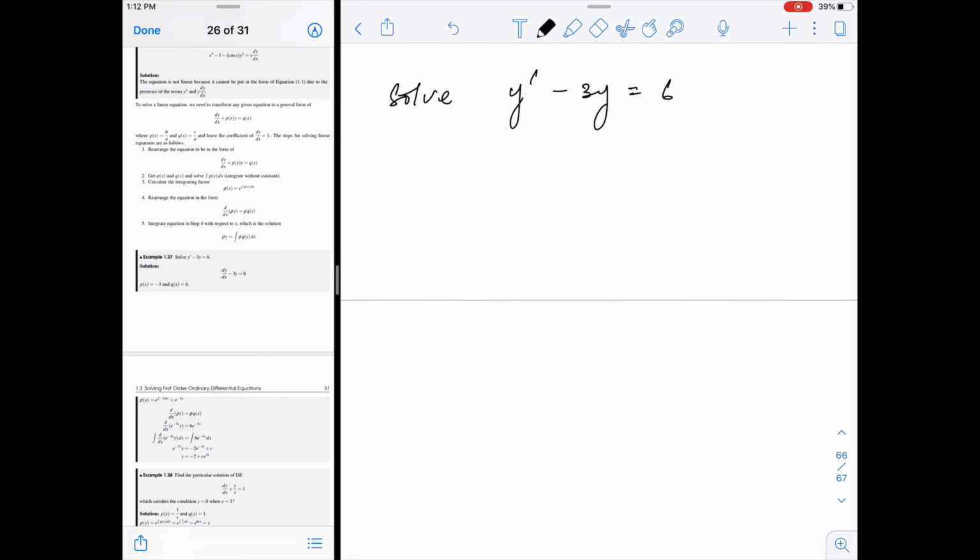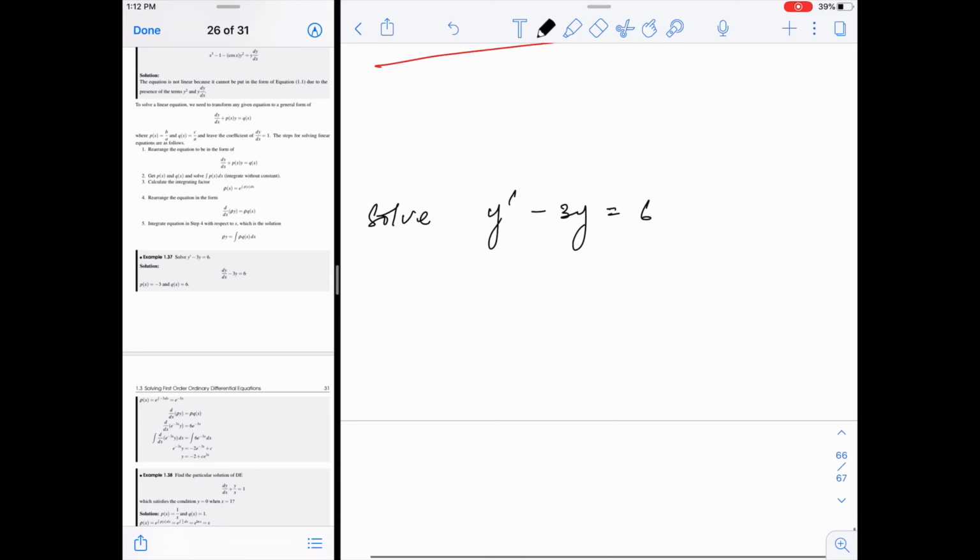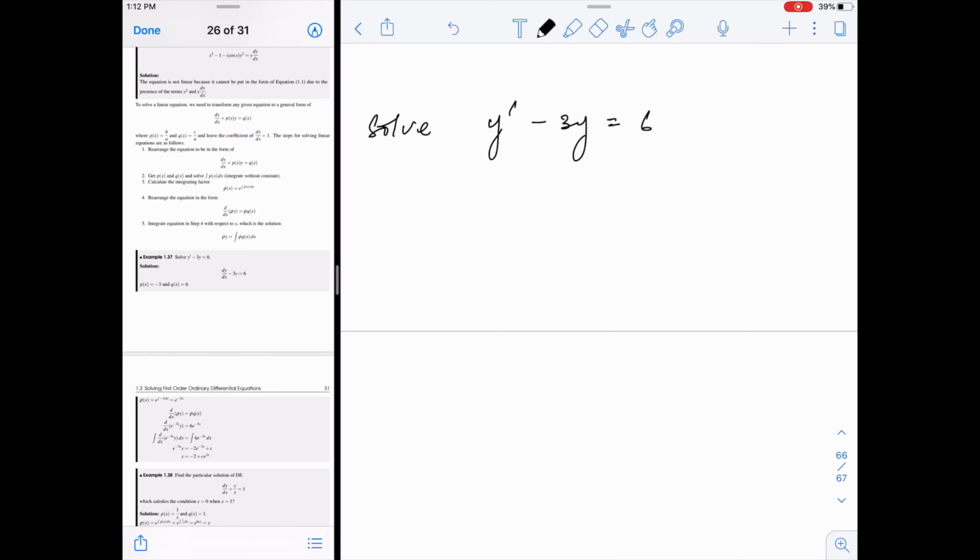Okay class, now let's proceed to solve the linear equation. The first step to solve the linear equation is you need to transform or rearrange the equation in the form of dy/dx plus P(x)y equals Q(x). After you get the correct arrangement, the second step is you need to find your P(x).